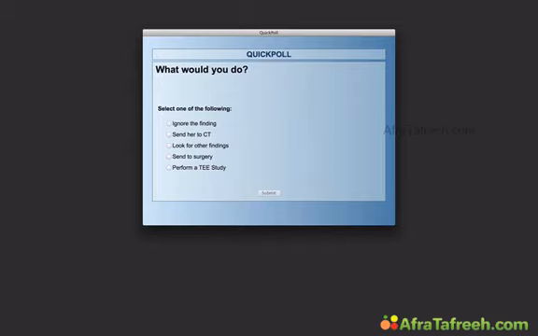What would you do? Select one of the following possibilities. Would you simply ignore the finding and say, okay, so what? You have a dilated aorta, but that does not make a difference. Would you send her for CT maybe to get more information about the aorta? Would you look for other findings, maybe physical findings or ECG? Or would you send her to surgery because you think this is maybe dangerous and should be corrected? Or would you think that maybe a TEE study would provide you with more information?